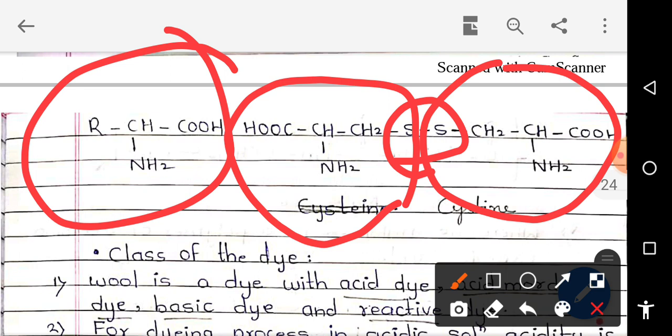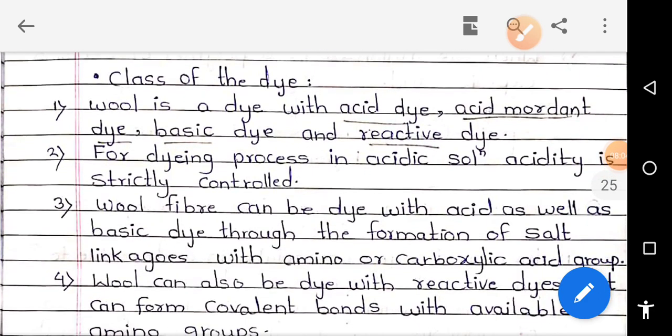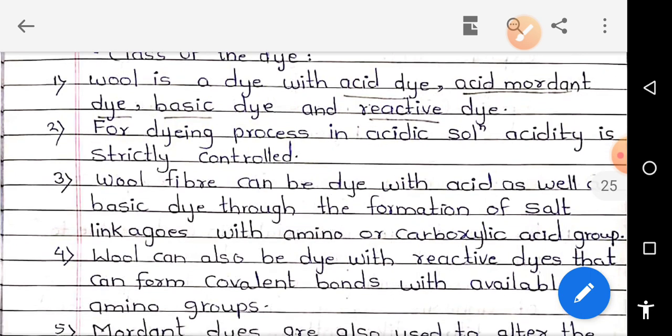amino acid structures. So this type of structure is shown by wool fibers. Class of the dyes: wool is dyed with acid dye, acid mordant dye, basic dye, reactive dye. Wool fibers can be dyed with the acid dye, basic dye, mordant dye, and reactive dyes.